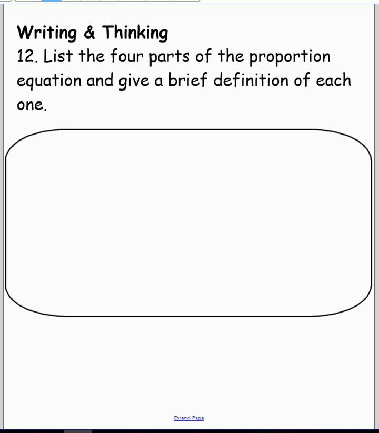So this asks us to list the four parts of the proportion equation and give a brief definition of each. So 4 parts, they're adding that denominator of 100 into it. So pause the video, see if you can remember all 4 off the top of your head. If not, go ahead and look back in your notes to help you. And then when you're done, you can look at my answer.